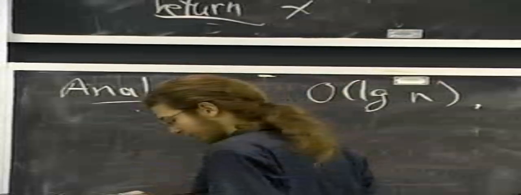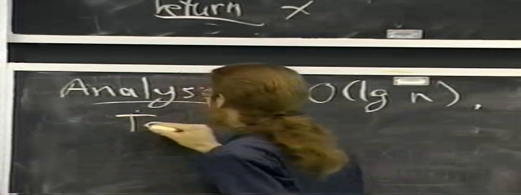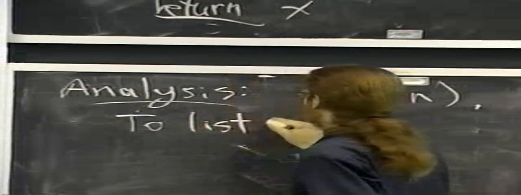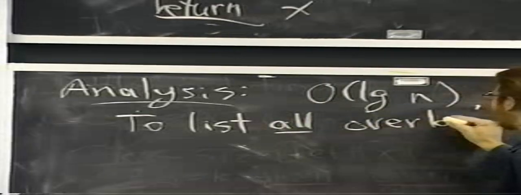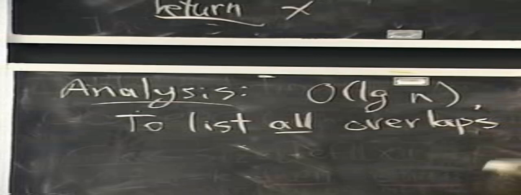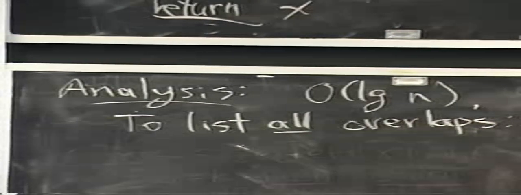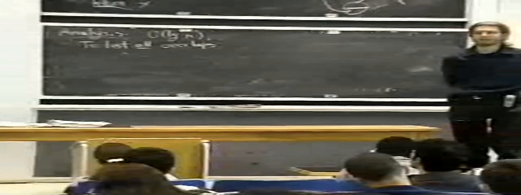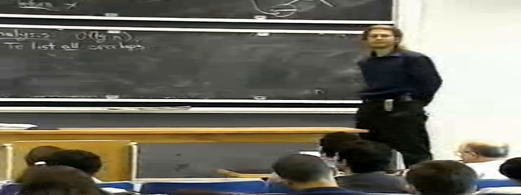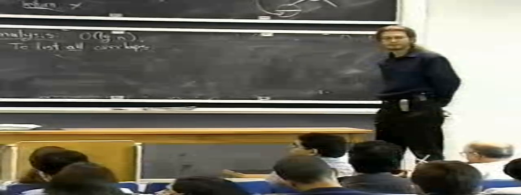Here's a quick puzzle for you. What if I wanted to find all the overlaps? So instead of just wanting to find one interval that overlaps I, what if I want to find all of them? Anyone see how to do that using what we have so far? This is a little bit tricky.